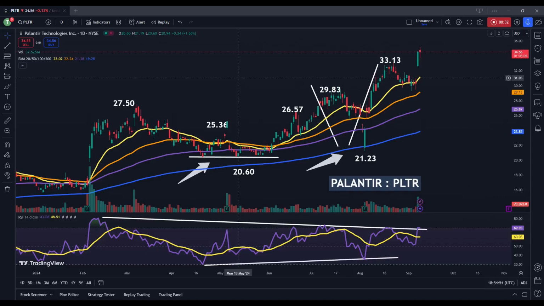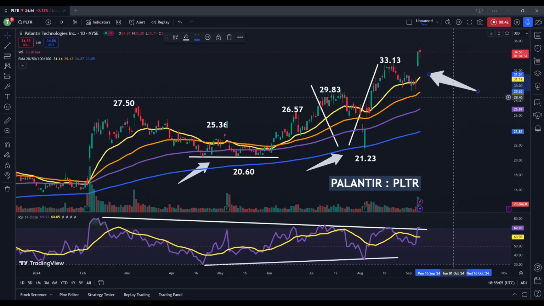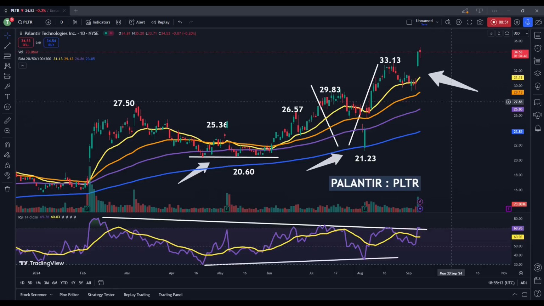So as we can see here, share prices did manage to make a jump yesterday. What we're looking at here is the daily price chart. This was largely based on the news that Palantir will be included along with Dell in the S&P 500, which is an interesting development. We also saw American Airlines being taken out of the S&P 500.